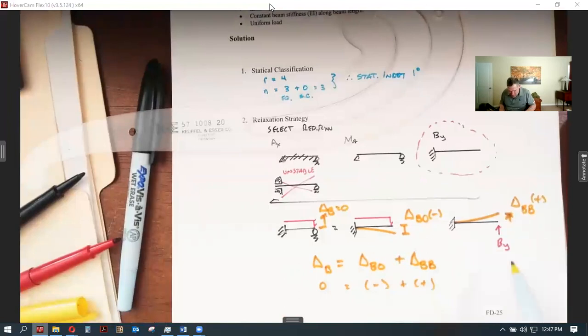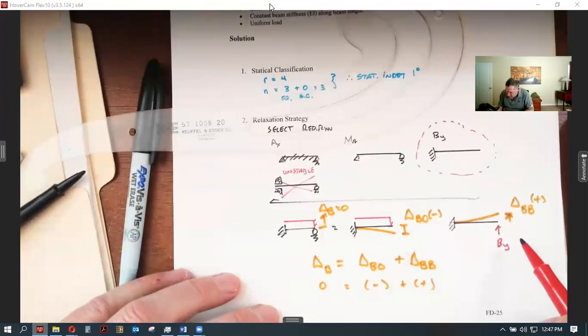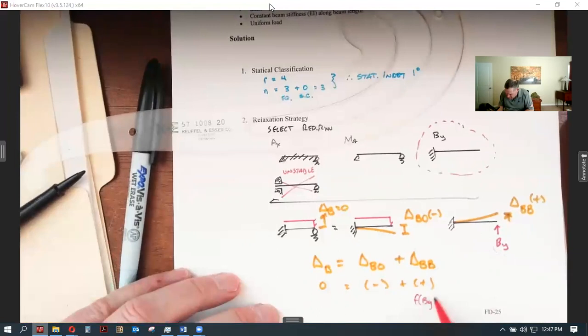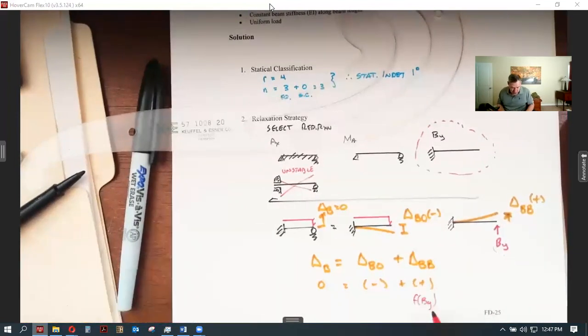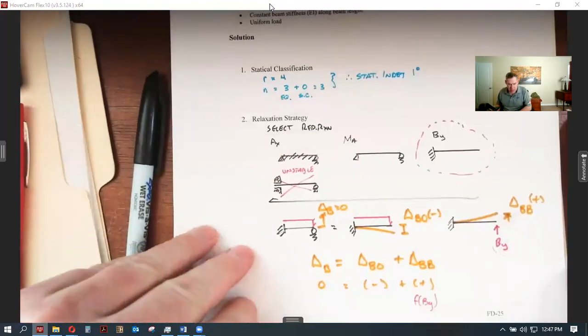And what will turn out is that delta B0 will be a number, in terms of the load, EI and the span length, and the second one will be in terms of the unknown BY. And we'll solve for that unknown force, which is why it's sometimes called the force method. This displacement delta BB is usually calculated with setting BY temporarily to be 1, in which case that becomes what we call the flexibility coefficient, hence the name the flexibility method as well.